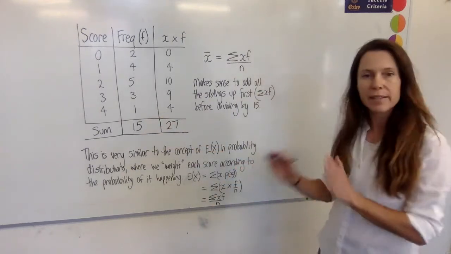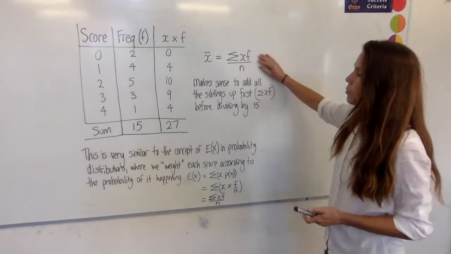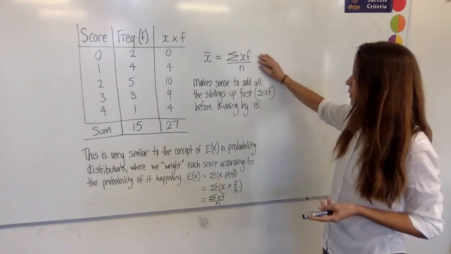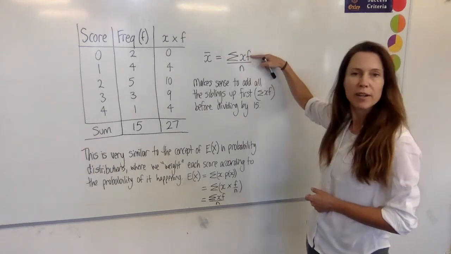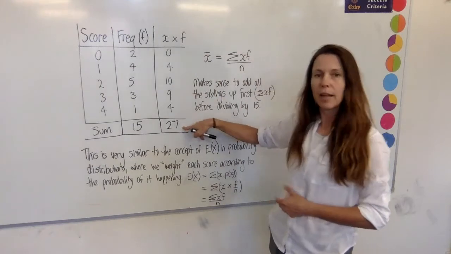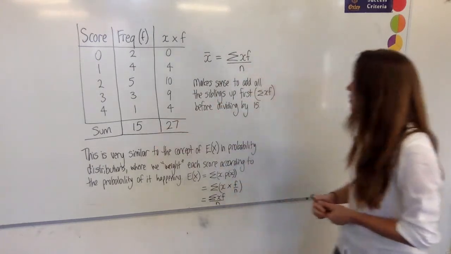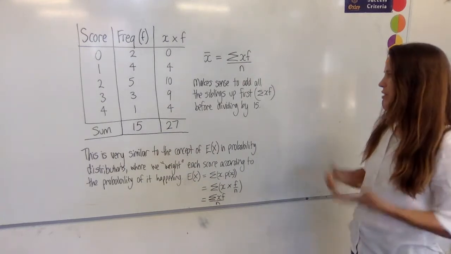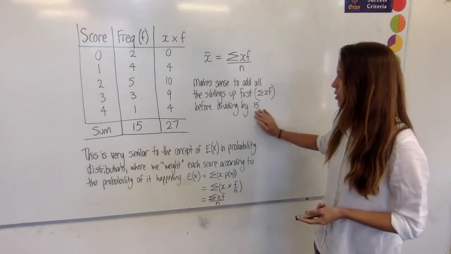So we're doing the exact same thing, but if our data is presented to us like this, we would probably use a different version of the formula. We would say, let's multiply each score by how often it happened, add all of those together, and then divide by how many scores there were. So this makes sense to add up all the siblings first. I mean, that's what we did when we did it the first method, and then divide by the total.